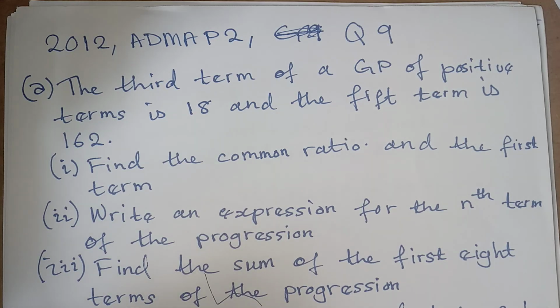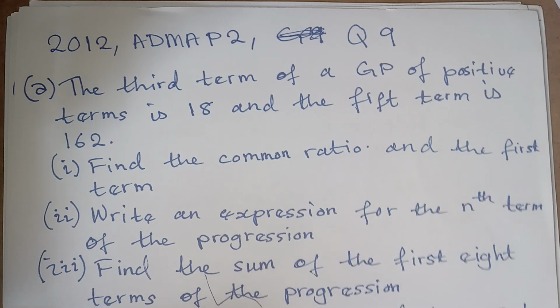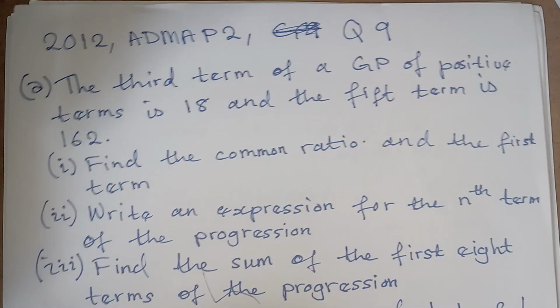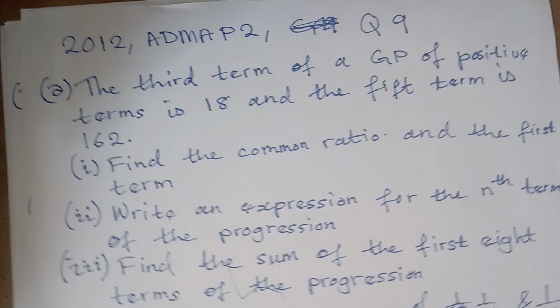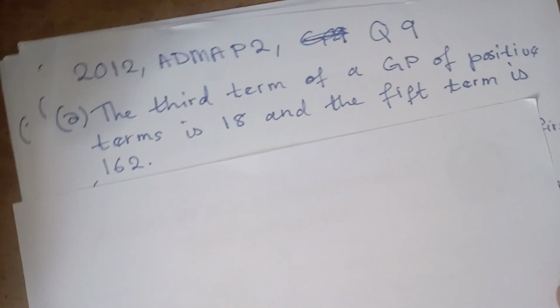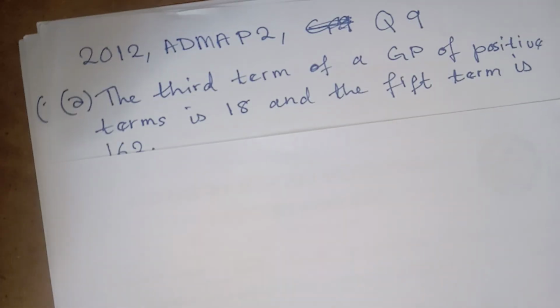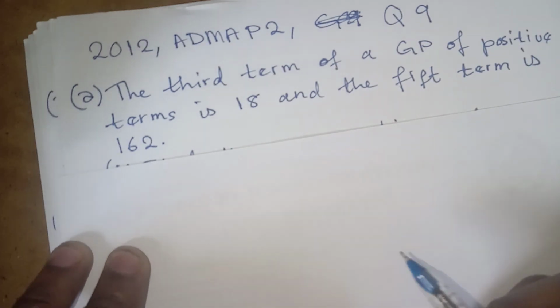So this is 2012. I know it's quite odd, but we still have questions like these even today. The third term of a GP of positive terms is 18 and the fifth term is 162. Find the common ratio and the first term. So let's write the data down. Remember, it's all about simultaneous equations here.